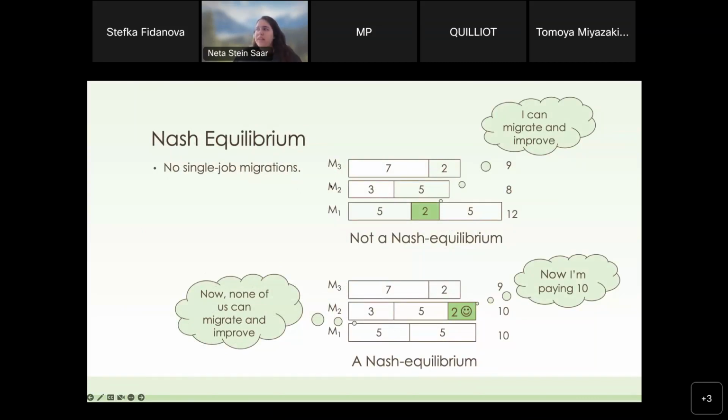So, for example, in the upper image, we have a situation where it's not a Nash equilibrium because the job of size 2 can move to the second machine and pay 10 instead of 12. And in the lower one, after the job moved, we have a Nash equilibrium because none of the jobs can move to another machine and improve their state.